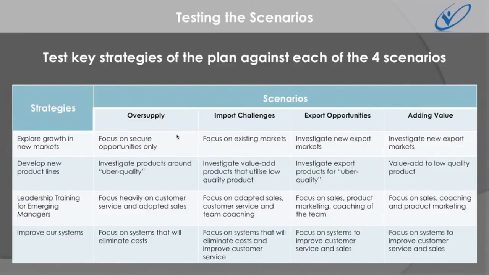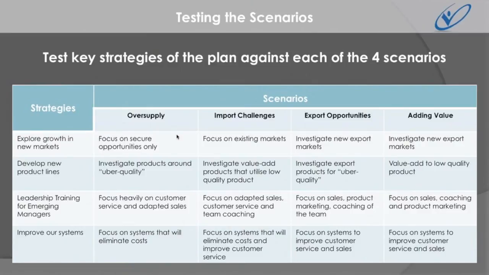So I've said our existing strategies are to explore growth in new markets, develop new product lines, leadership training for our emerging managers, and to improve our internal systems. All right, so they're pretty typical sorts of strategies. A couple around marketing, something around people and development, and something around systems and processes and efficiency. They're the standard sort of strategies that drop out of most plans. And then across the top, you can see I've dropped in the names of my 4 scenarios: oversupply, import challenges, export opportunities, and adding value.